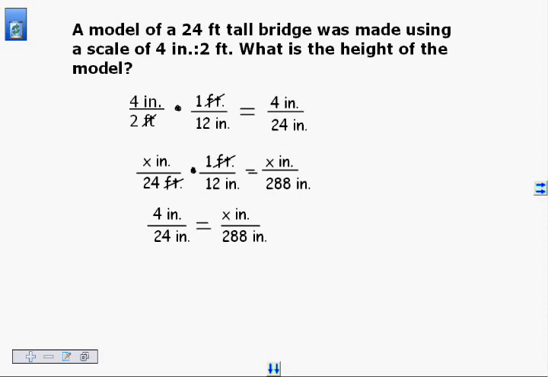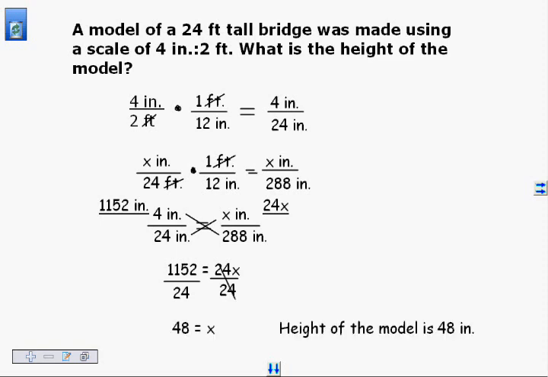And you know how to solve this because it's the same way we've been solving. You cross multiply. That way you get your equation. 24 times x is 24x. 288 times 4 is 1152. Set up the equation: 1152 equals 24x. Divide by 24 because that's the inverse of multiplication. And you get x equals 48. So the height of the model is 48 inches.